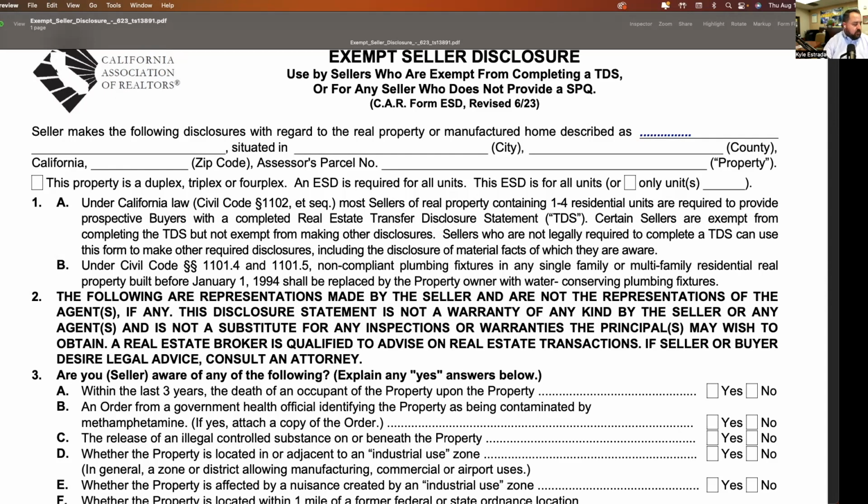Okay. Any other questions about exempt seller's disclosure? No? All right. Moving right along. I like this. All right.